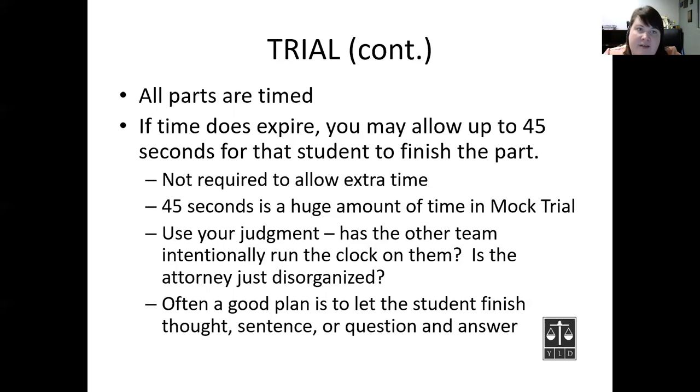So for me, if I think a witness on cross-examination or a whole slate of witnesses have been wildly unreasonable and just intentionally running the clock, I'm going to be inclined to give that crossing attorney some more time. If I think that attorney is just disorganized and the team hasn't planned their case well, I'm probably going to let them finish their thought and call it good. It's really up to you what you want to do as the presiding judge, up to that 45-second rule.